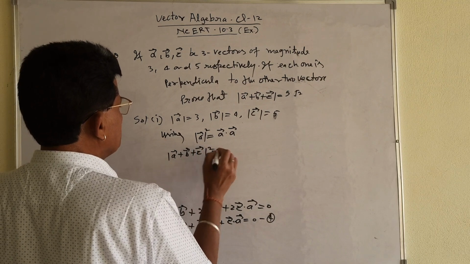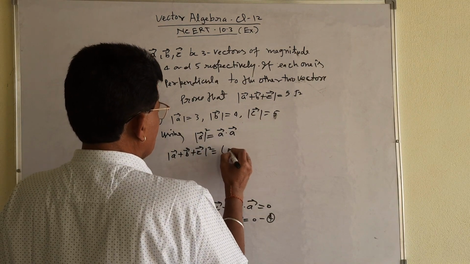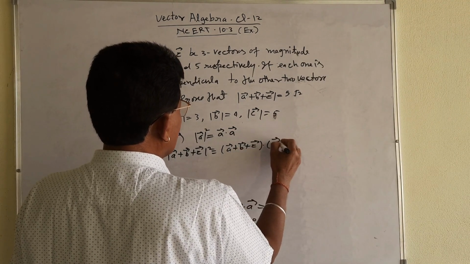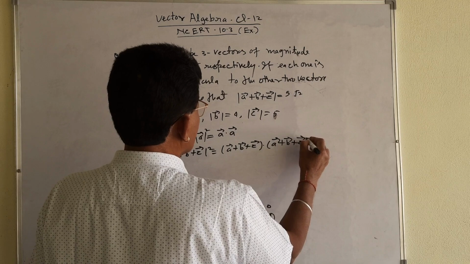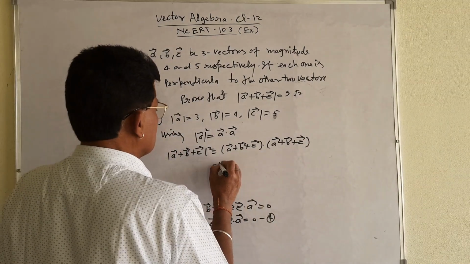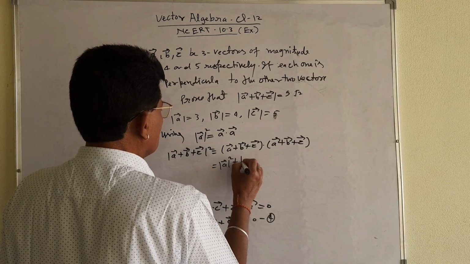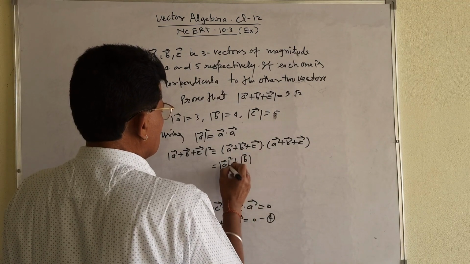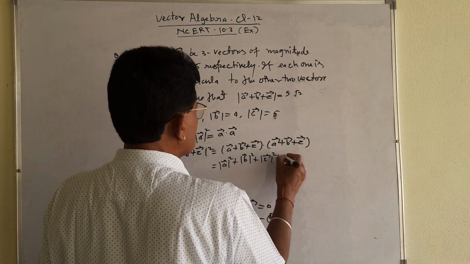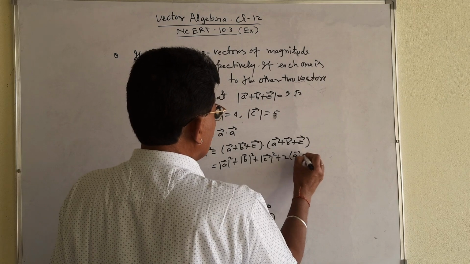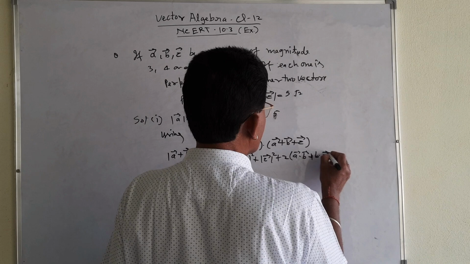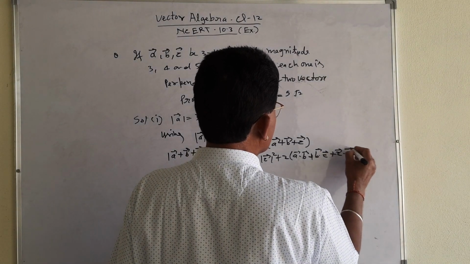The square of the vector A plus B plus C will be equal to what? Same thing. My dear student, I have discussed this many times, so I will write it directly. If you get its value, then you will get what? Magnitude of A square plus magnitude of B square plus magnitude of C square plus twice the dot product of AB plus dot product of BC and dot product of CA. This thing you will get.